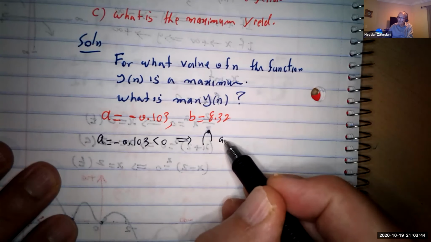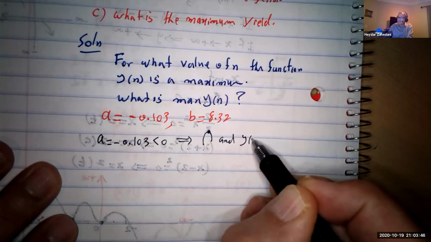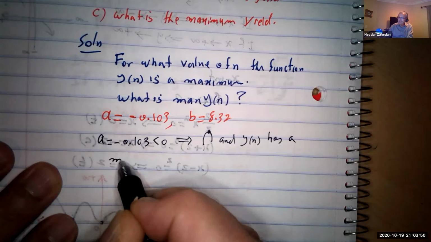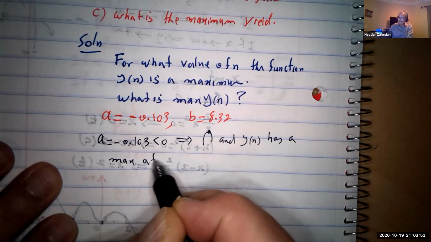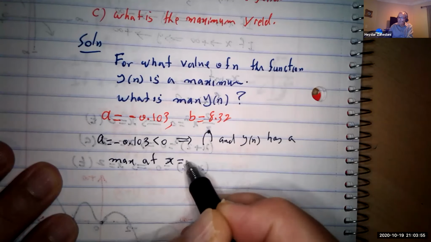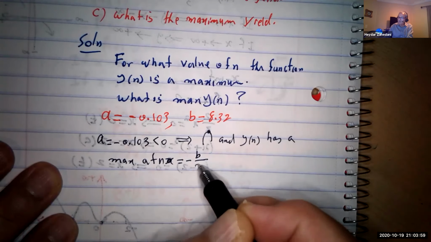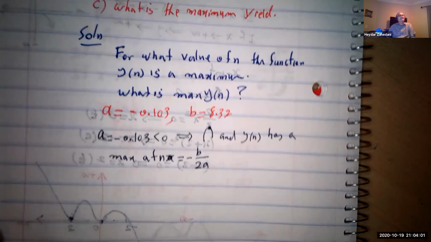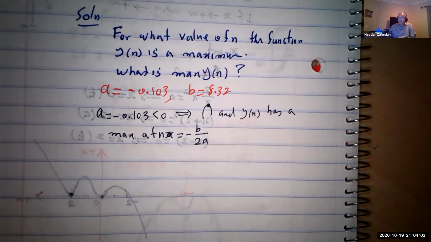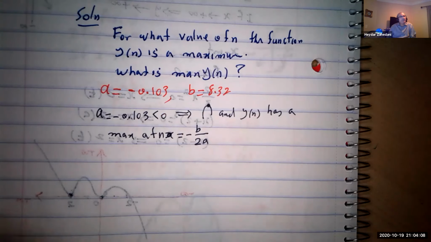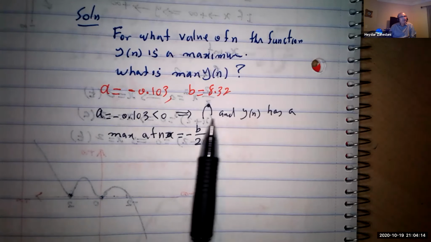And you can say that the y of n, or the function, has a max at what? Remember, at x equal to n equal to, in this case, n equal to negative b over 2a. That's it. But you have to give us these expressions, okay? I've given this type of problem several times in your course and pre-calculus course. Most of the people, they miss this one.